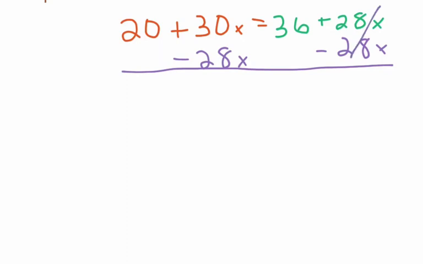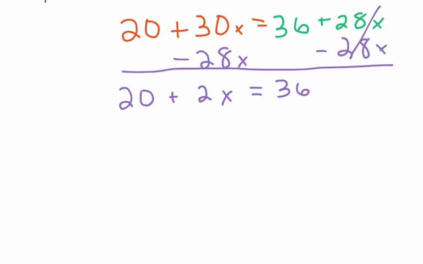And when we do that, that causes the 28x's to cancel on the right. On the left side, bring down the 20. And then 30x minus 28x is going to give us plus 2x. Make sure our equal signs are aligned. And then on the right side, the only thing that remains is 36 because the 28x canceled. So now our variable term is on the left side.